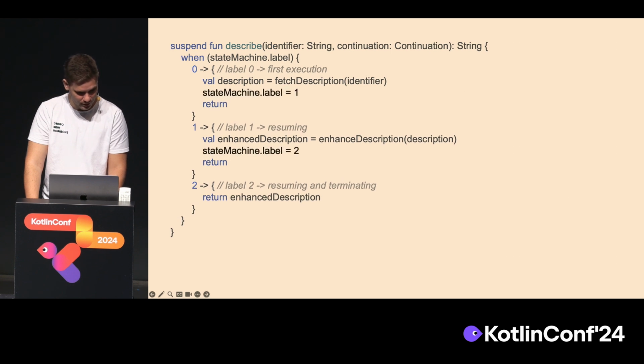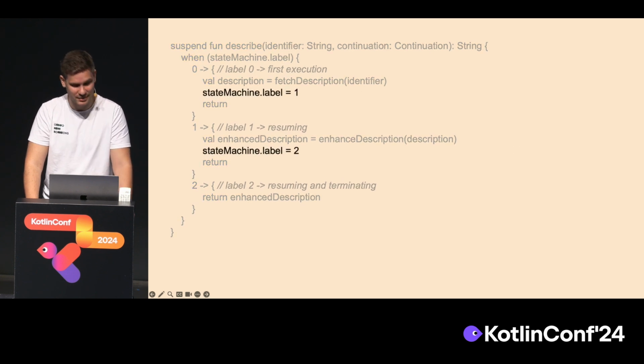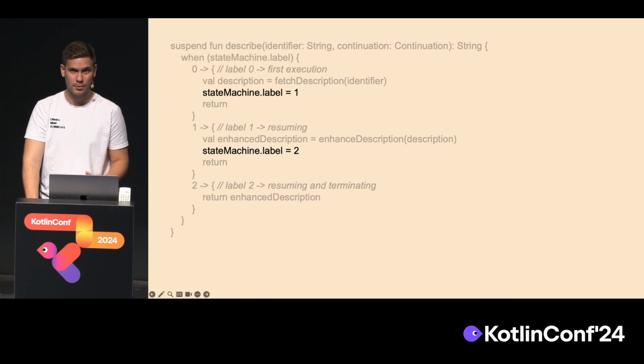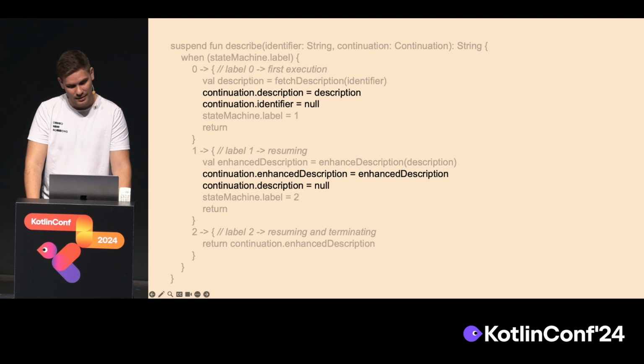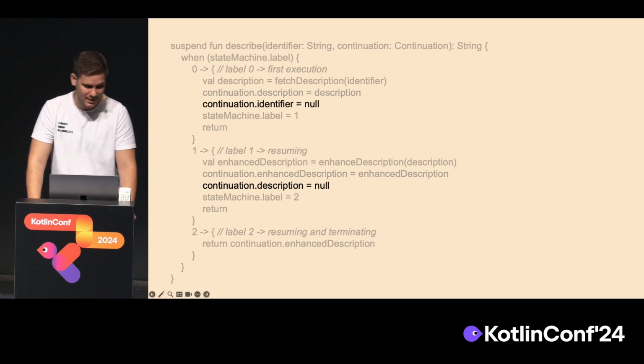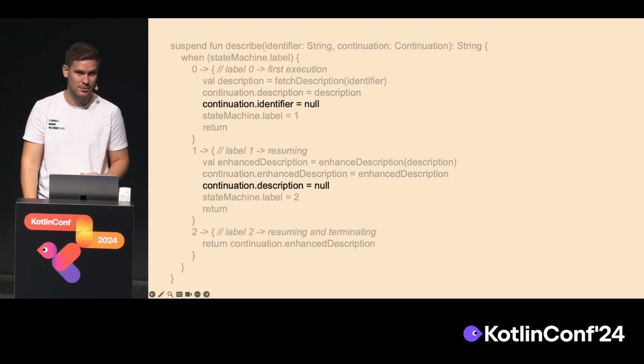In the end of each block, the label is incremented, so that when the function awakens, another block of the when statement is executed. And what is also important, local variables are captured inside the continuation. Also, the compiler performs the liveness analysis and nullifies variables that are not used in other blocks.